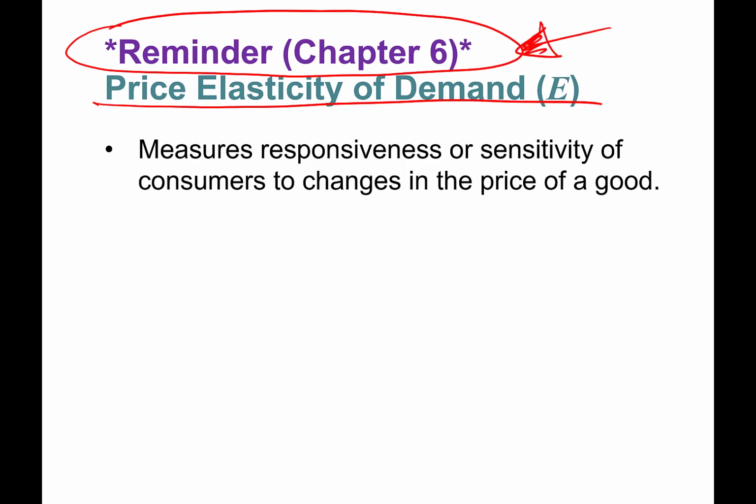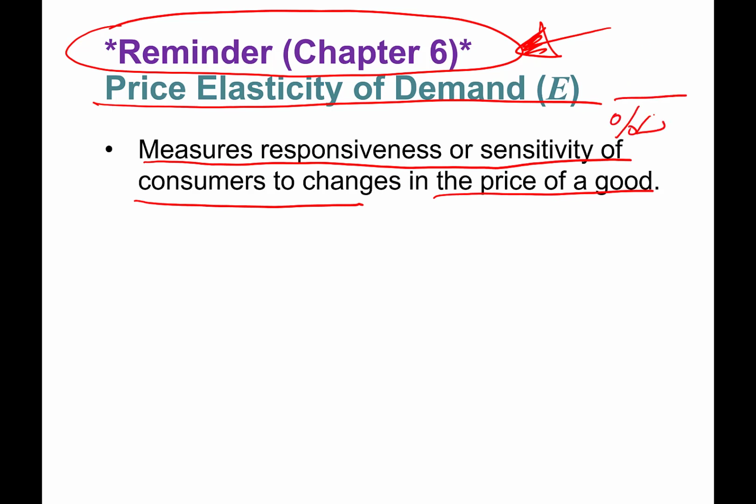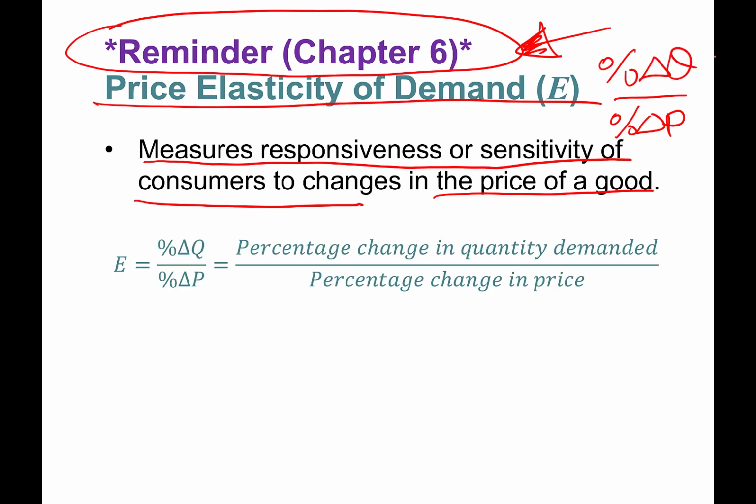Okay, price elasticity of demand measures responsiveness or sensitivity of consumers to changes in the price of goods. So we're looking at the impact of a percent change in the price on the percent change in quantity. That's the price elasticity of demand. The formula looks like this. We are going to use capital E, percent change. Remember, Greek capital letter delta is going to be change. Percent change in quantity divided by percent change in price.